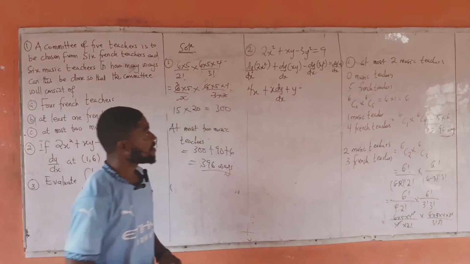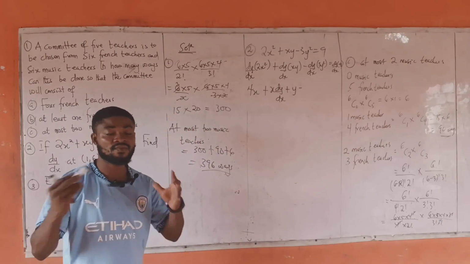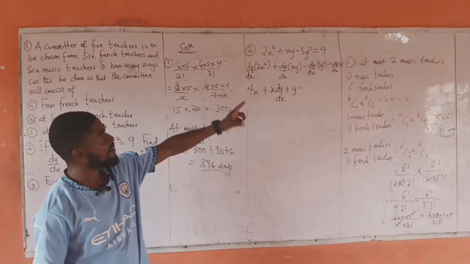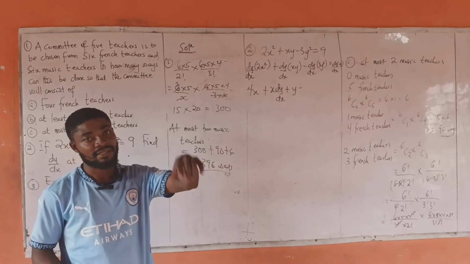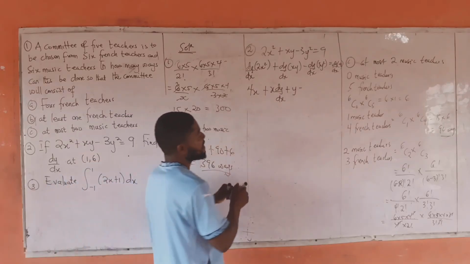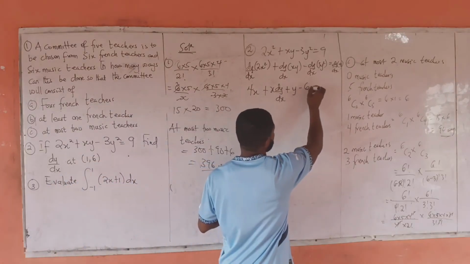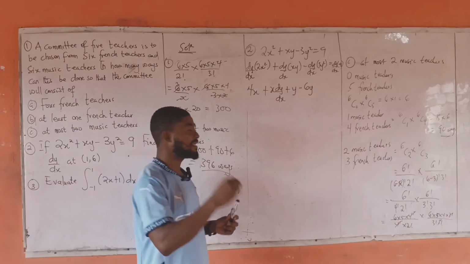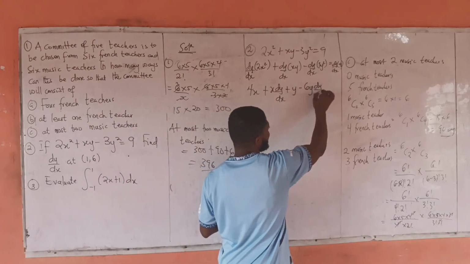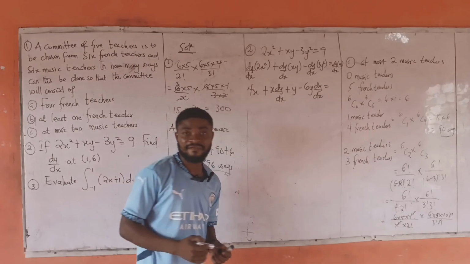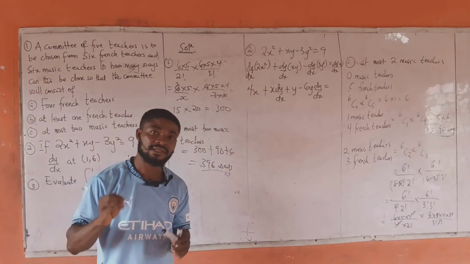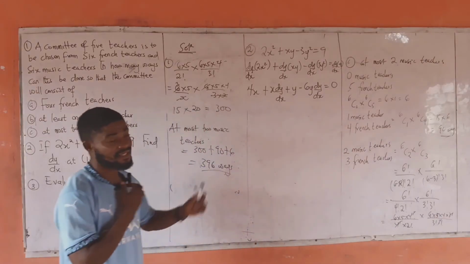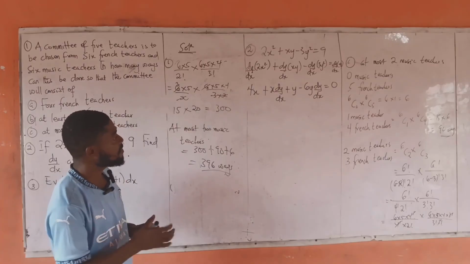Come here, you differentiate 3y squared with respect to y using the power rule. The 2 will now multiply the 3, giving us 6, and the power is reduced by 1, giving us 6y. But because it's y we are differentiating, the dy/dx still maintains itself. When you differentiate a constant, you get 0.